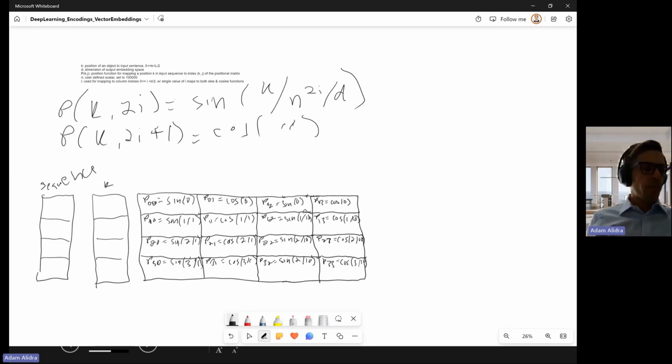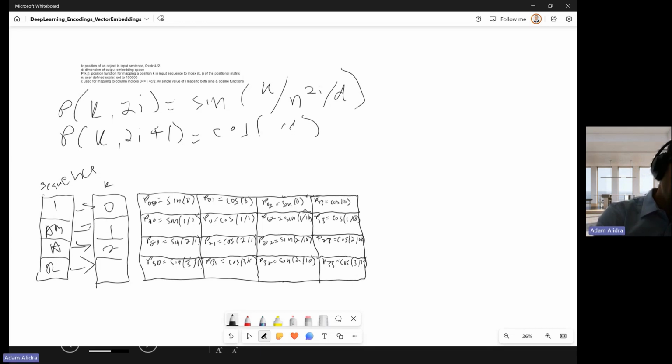So now, to take all of this abstract linear algebra and actually bring it home with an actual example, let's assume that we have a sequence: I am a robot. You have the index of the token represented by K: 0, 1, 2, 3. And this matrix right here is the positional encoding matrix where D equals 4 and N equals 100.